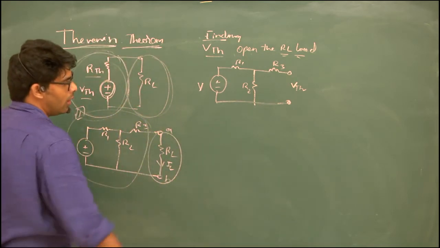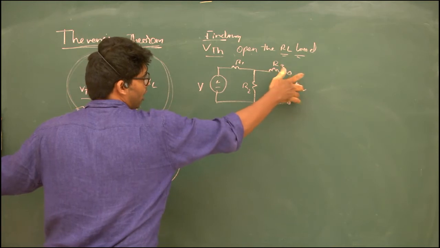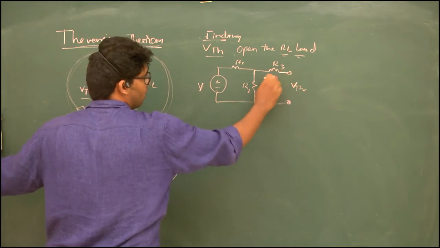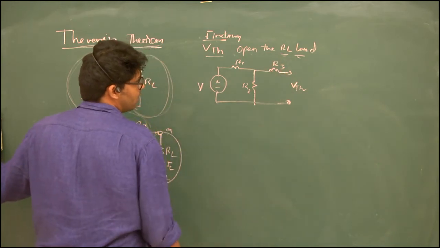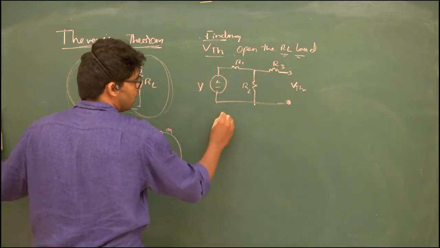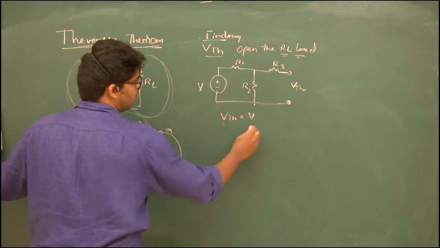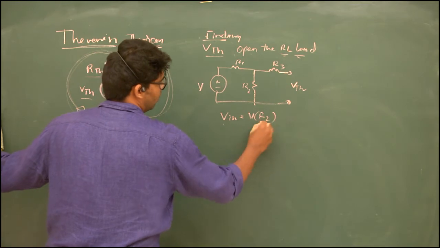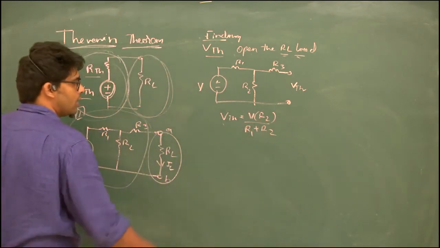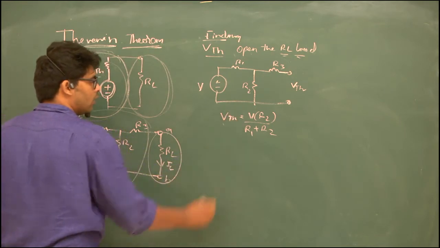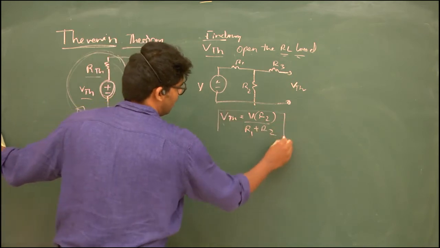After opening that, what is the voltage acting here? Since I opened the circuit, there is no current flowing through R3. Therefore, according to the voltage division rule, we have V Thevenin equal to source voltage into R2 by R1 plus R2. This is the V Thevenin value. Now how do we find R Thevenin?